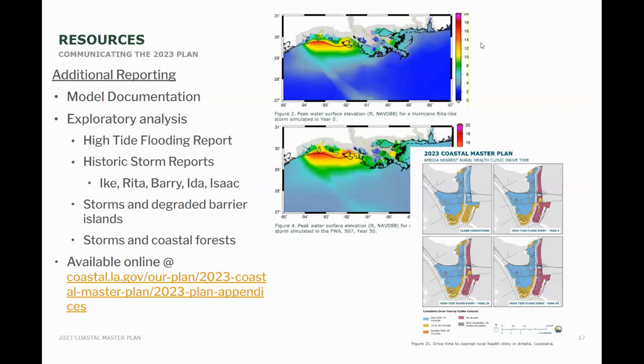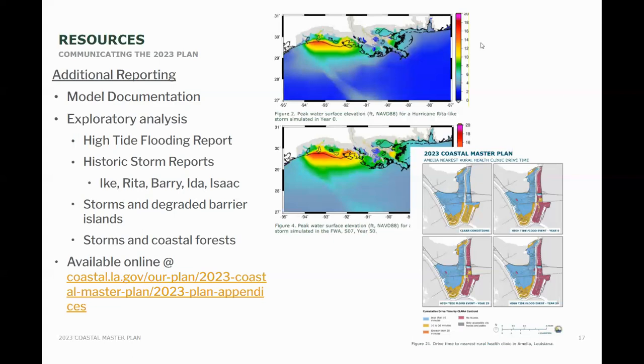These figures on the bottom right are some high tide flooding analyses looking at drive times to rural health clinics from different parts of the town of Amelia, just east of Morgan City. You can see what the drive times would be without any high tide flooding events. In clear conditions, most of the rural health clinics can be reached in less than 10 minutes, some areas in 10 to 20 minutes under normal conditions.